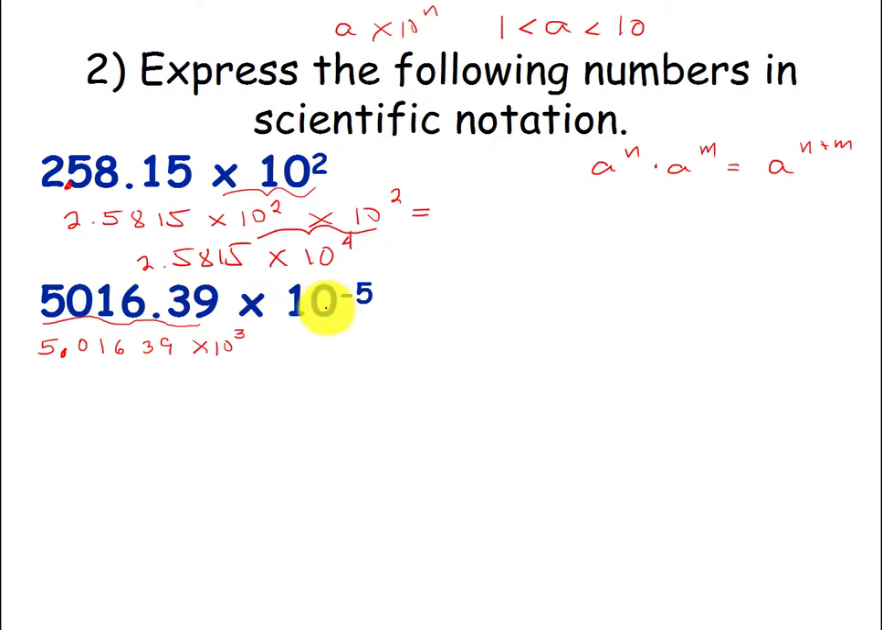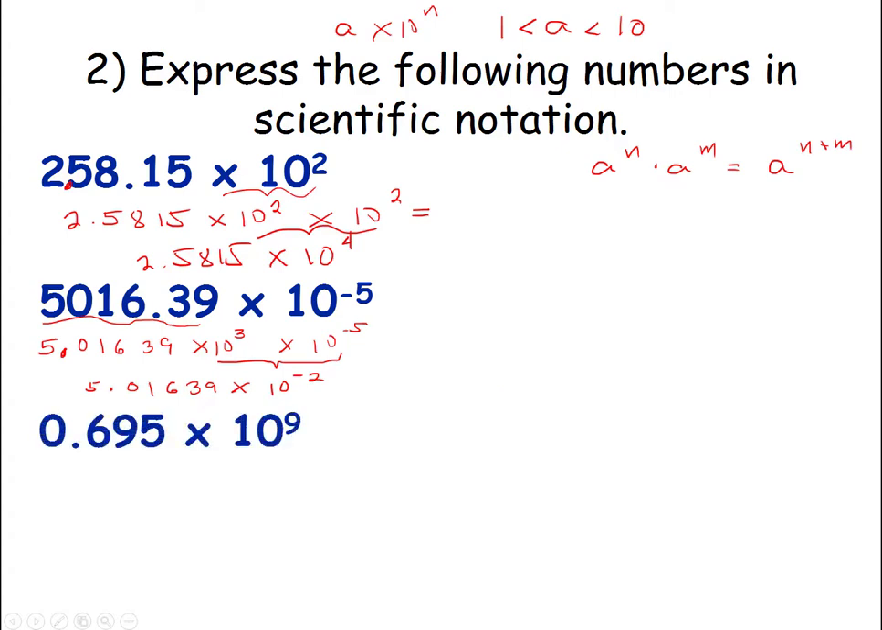Now, let's bring down 10 raised to negative 5. Let's simplify 10 cubed times 10 raised to 5. Again, when you multiply, you have to keep the base, add the exponents, and just bring down your 5.01639 times 10 raised to negative 2.